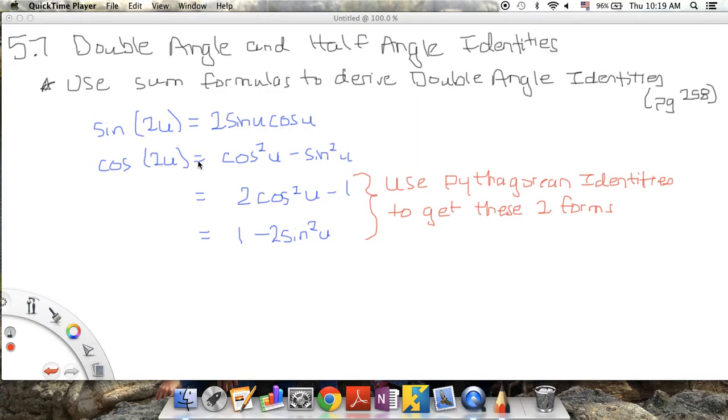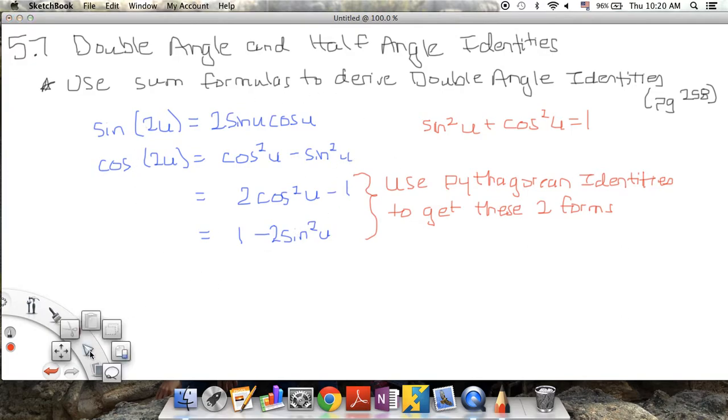And the cosine of 2u, when you use the double angle formula, this is what you get: cosine squared u minus sine squared u. And you can use those Pythagorean identities. Remember that we have that sine squared u plus cosine squared u equals 1. That's a Pythagorean identity. You can use that to get this in two other forms. So these are the double angle formulas. So we need to know those.